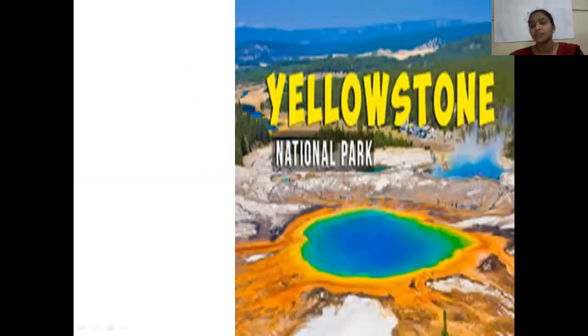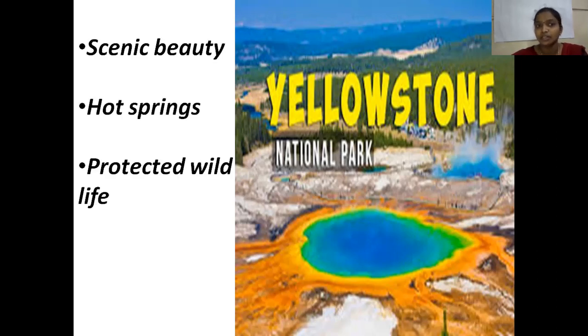And another important physical feature of North America is Yellowstone National Park. Children, Yellowstone National Park is famous for its scenic beauty. Scenic beauty means scenery, that you can see nature, the beauty of nature. And you have hot springs here, children, and protected wildlife. Generally, national parks are made to protect the wildlife in its own natural way.